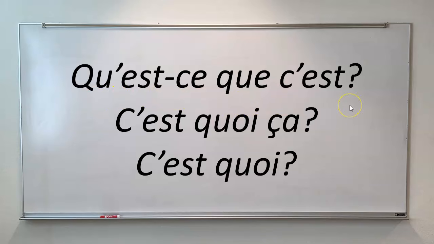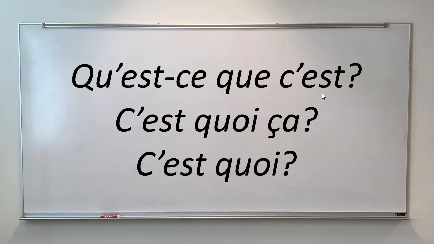Qu'est-ce que c'est? So a lot of these words run together when you actually pronounce them. What this literally means is, what is this that this is? This is the most common way a French speaker will ask the question, what is it? If I'm looking at an object and I don't know what it is, or they want you to identify it, they would say, qu'est-ce que c'est?